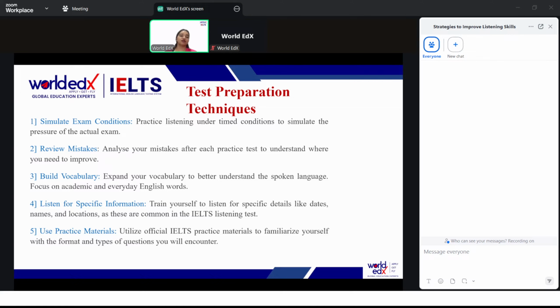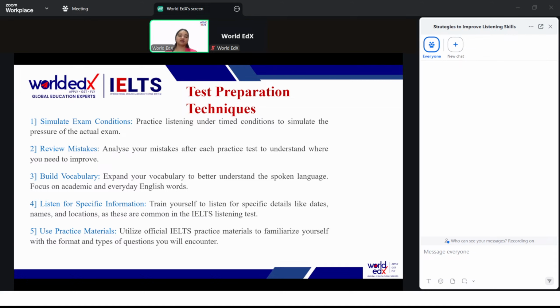Listen for specific information. If the listening section is asking you to write down the name, number, place, postal address, phone number, age of someone, you know that these are the specific information that you need to locate in the answers. So for these kinds of questions where you know exactly what is going to be the answer, be more vigilant so that you can get the answers better and easily.